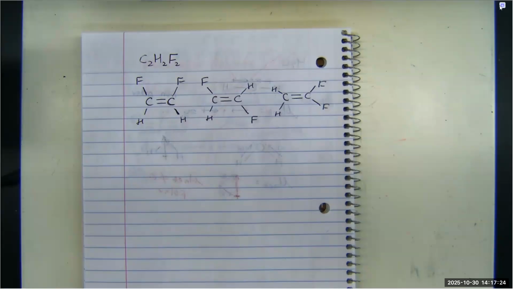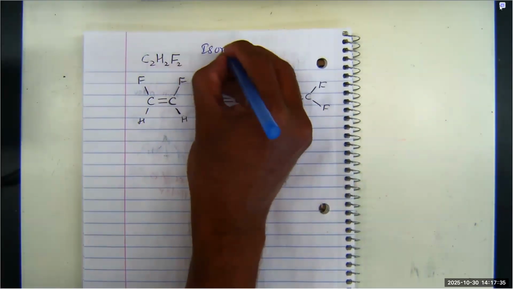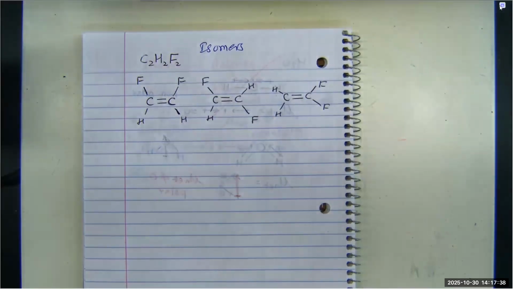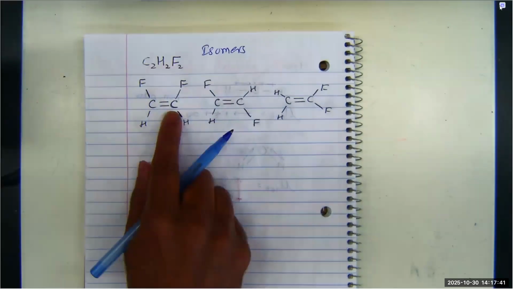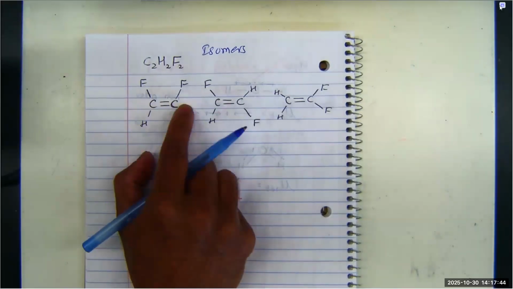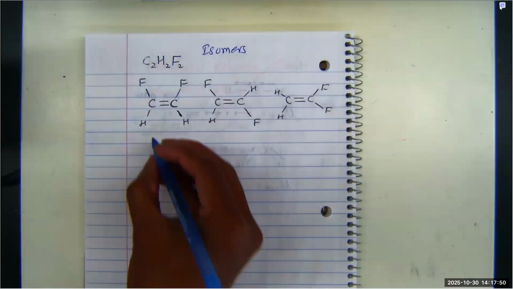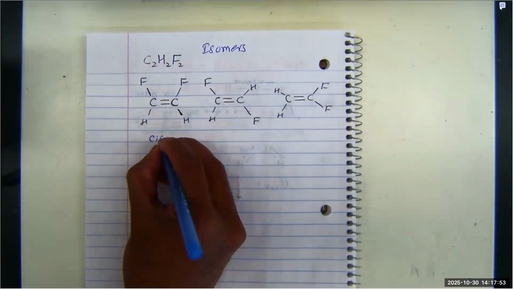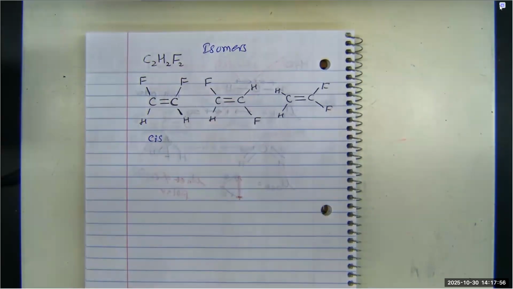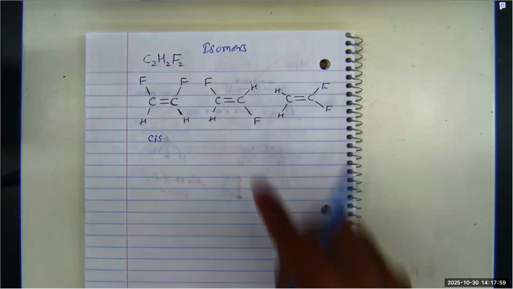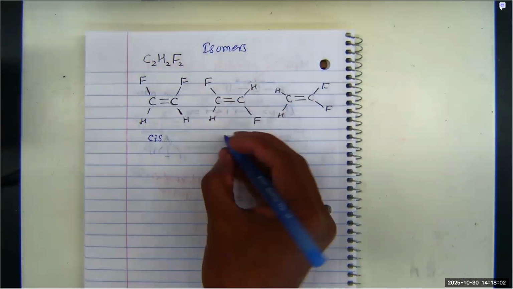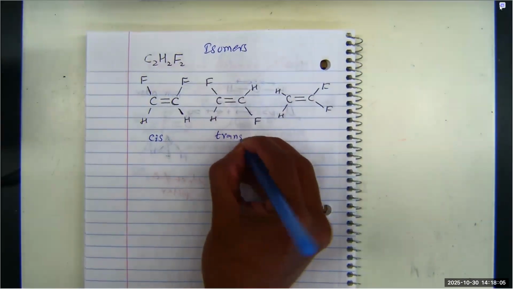Therefore, these are known as isomers. There are three isomers possible for this chemical formula. Let me write that word, isomers, so that we are familiar with it. When you have these main groups on the same side, like in this isomer where you have the two fluorines on the same side, those isomers are known as cis isomers. On the other hand, if the main groups are on either side, they are known as trans isomers.